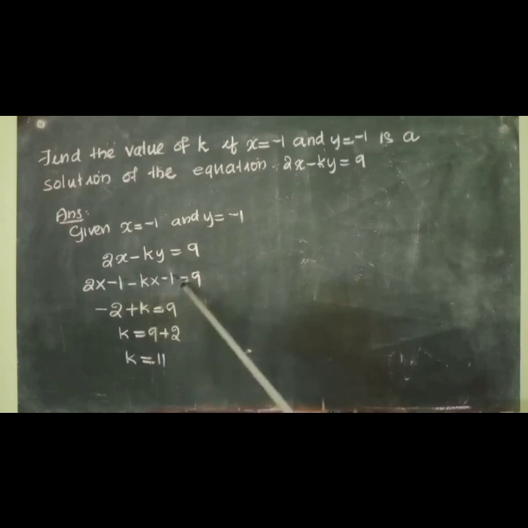You should be very careful about the application of negative integers. So 2 into minus 1 is minus 2. Here minus k into minus 1 is plus k, equal to 9. k equal to 9 plus 2, that is k equal to 11.